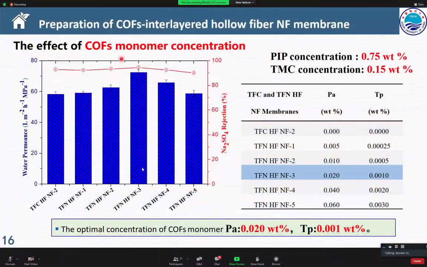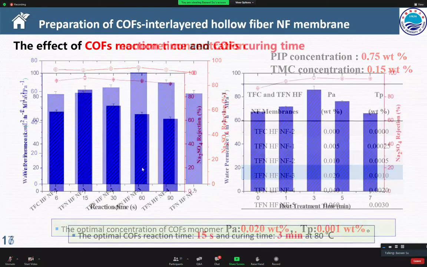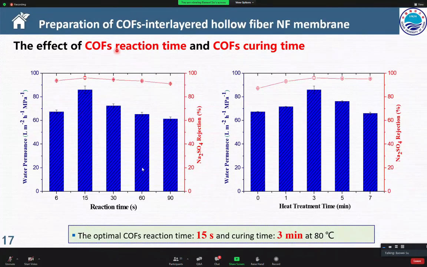We have investigated the effect of COF monomer concentrations at the fixed PIP and TMC concentration, and we have a much lower optimal COF monomer concentration of 0.02% and 0.001% for PA and TP respectively. After that, we have investigated the effect of COF reaction time and curing time. They are 15 seconds and 3 minutes respectively.